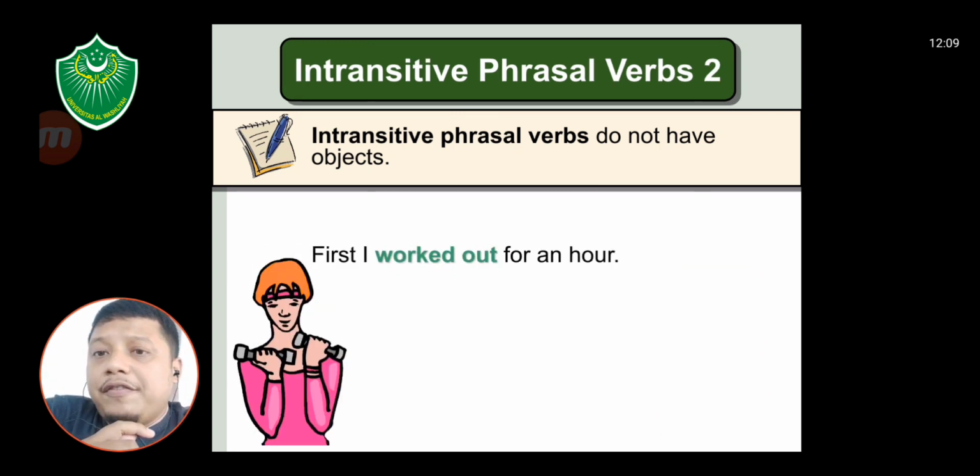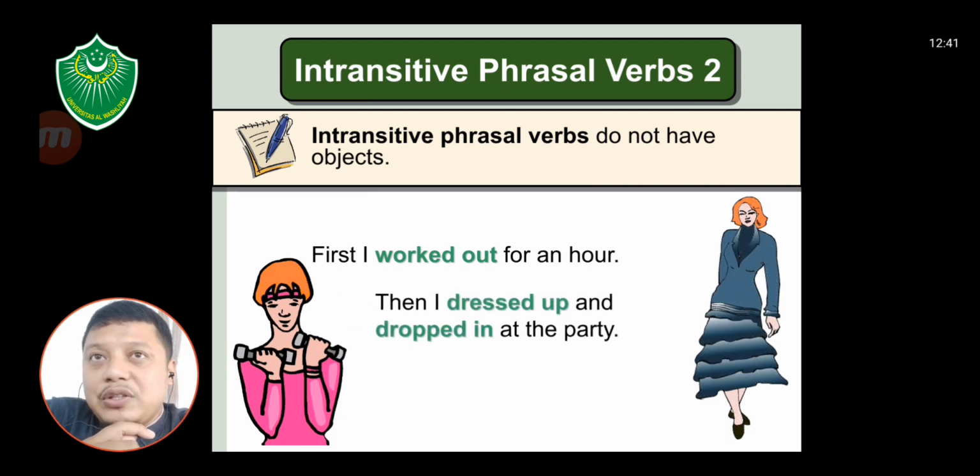Another example of an intransitive phrasal verb: first, I worked out for an hour. Work out means training in the gym to make your body fit, to exercise with a lot of sweaty activity, something like that. It doesn't need an object. I worked out for an hour. For an hour, it's not the object, right? So I dress up. It also doesn't need an object. And drop in at the party. Okay, right? I dress up and drop in.